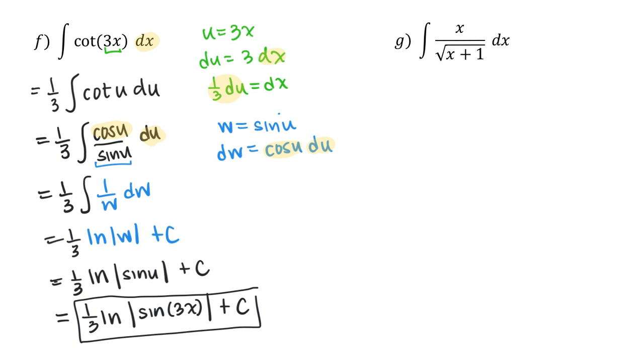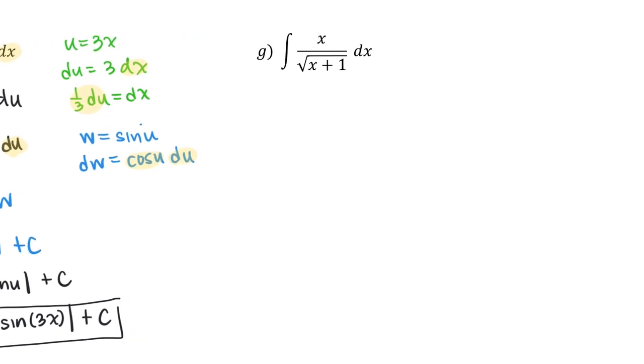Okay, let's keep going. Let's look at g. It's the integral of x over the square root of x plus 1, dx. Since I'm square rooting the x plus 1, let's let u equal x plus 1. Let me take the derivative. du equals the derivative of x, which is 1, dx. Did that help me? I got dx, and I can replace that with du.